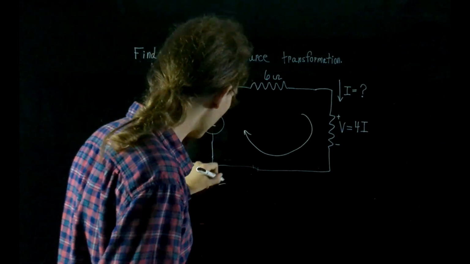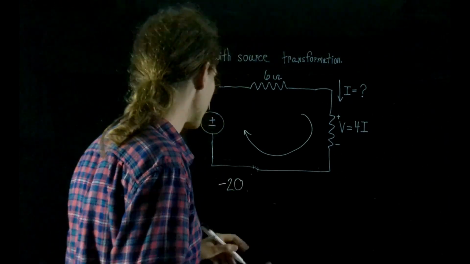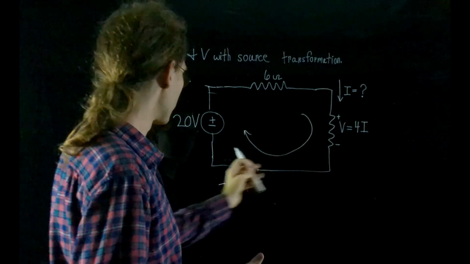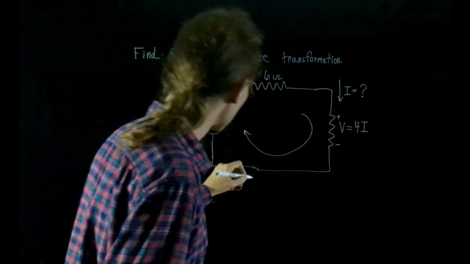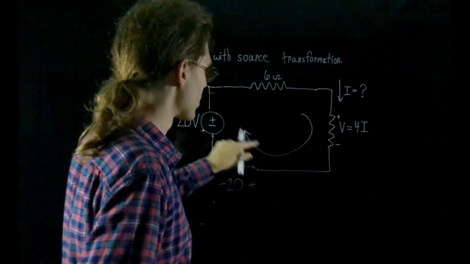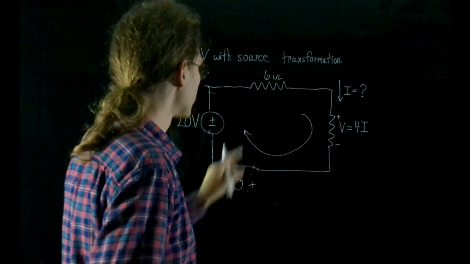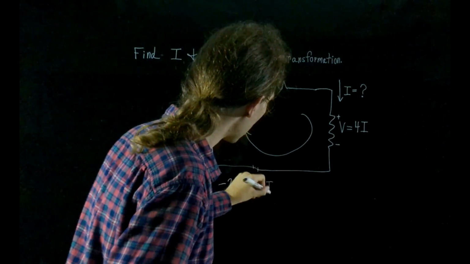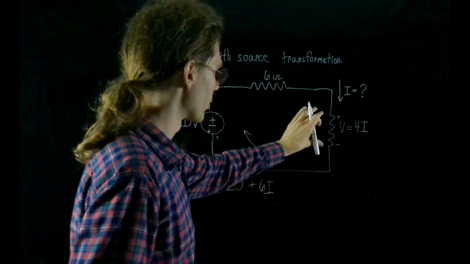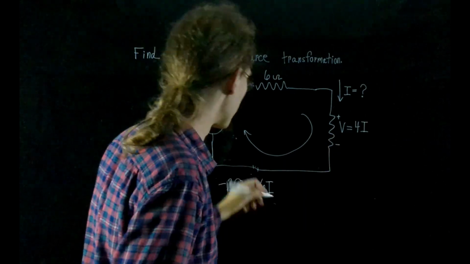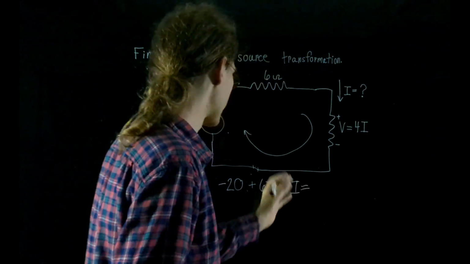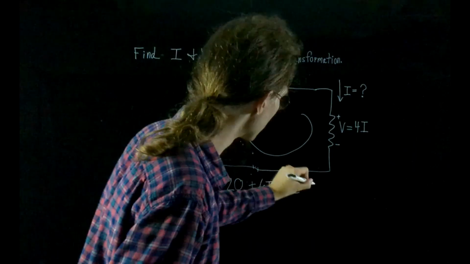KVL states that the sum of the voltages in any loop in a circuit equals 0. So starting from the negative 20 volts, because the arrow is entering through the negative terminal first, plus 6 multiplied by the current, which is the same current flowing through this loop, which would be 6I, plus the voltage across this resistor, which is defined 4 multiplied by I. And according to KVL, the sum of the voltages equals 0.